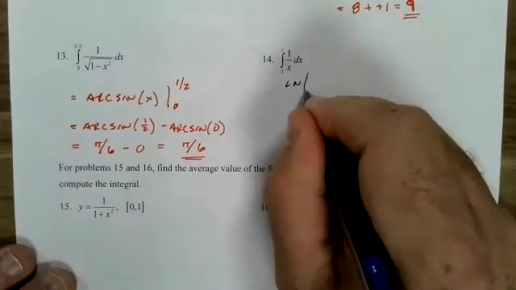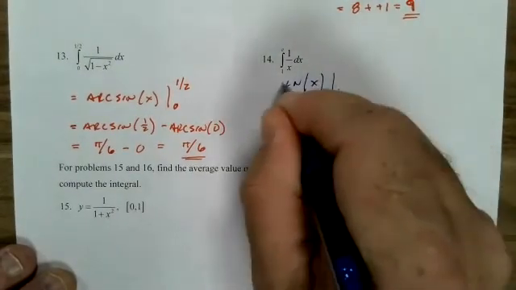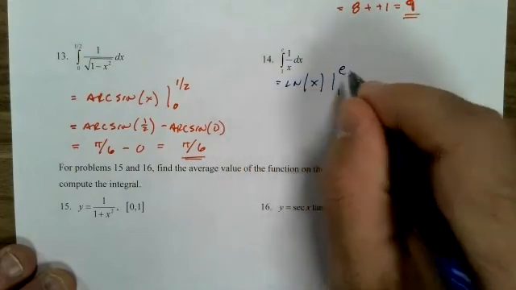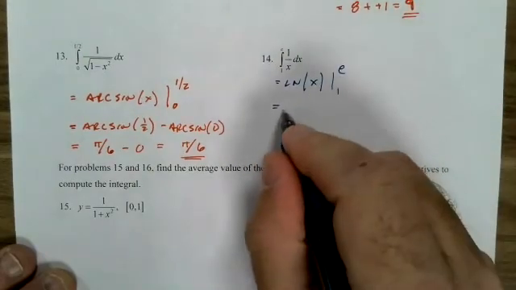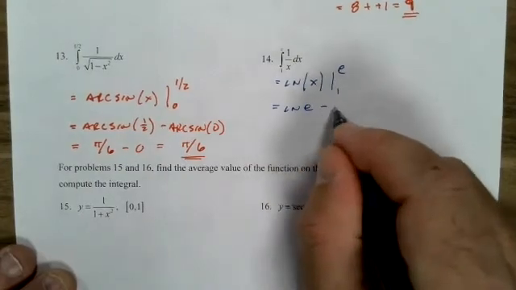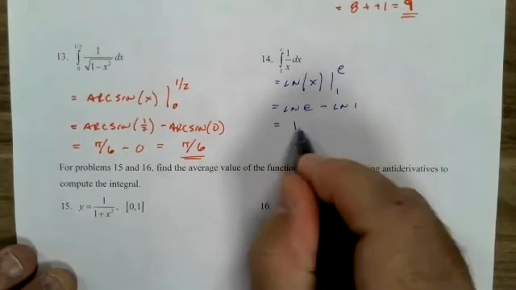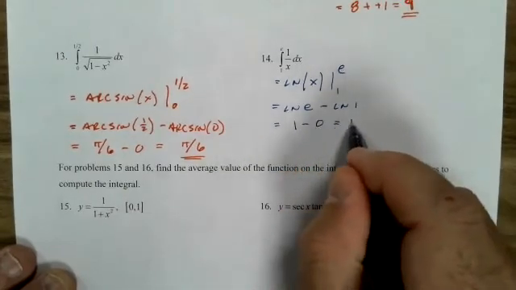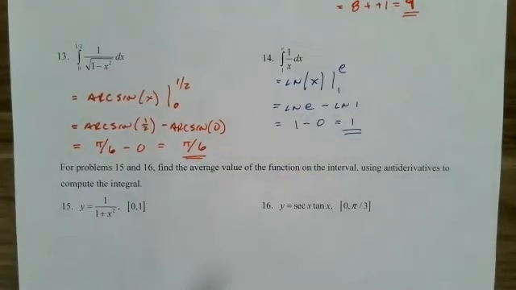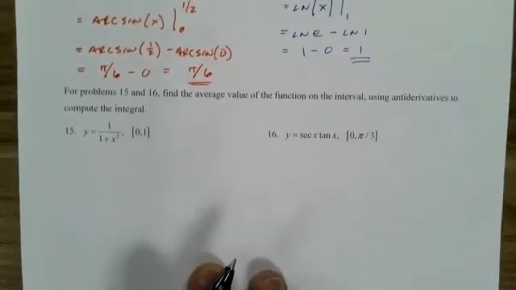This is ln of the absolute value of x, 1 to e. These are all positive, so I can throw that out. ln of e minus ln of 1. Hey, that's 0. No, it's not. They cancel and leave 1. That's 0, 1. Which is pretty cool if you think about it.